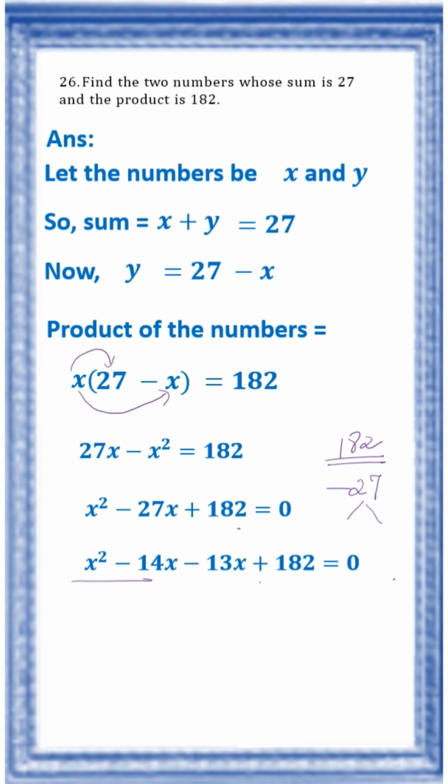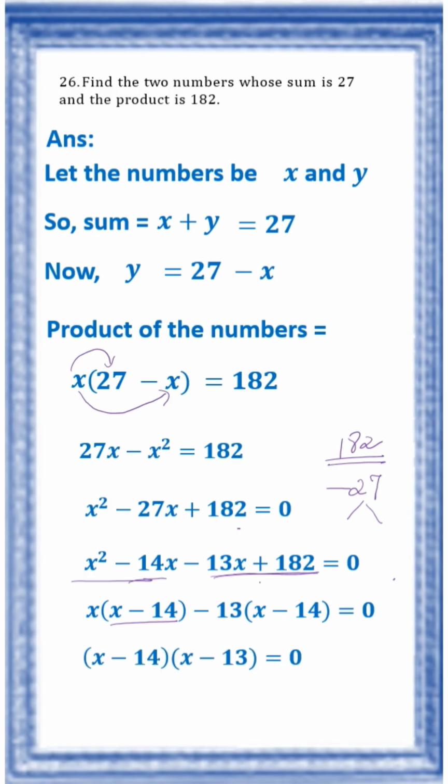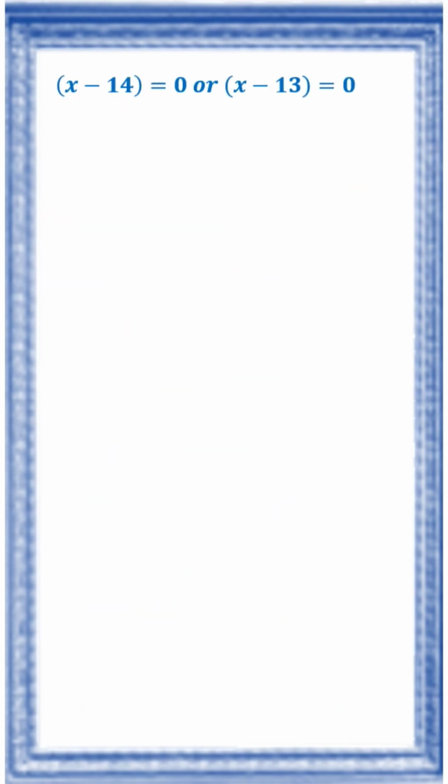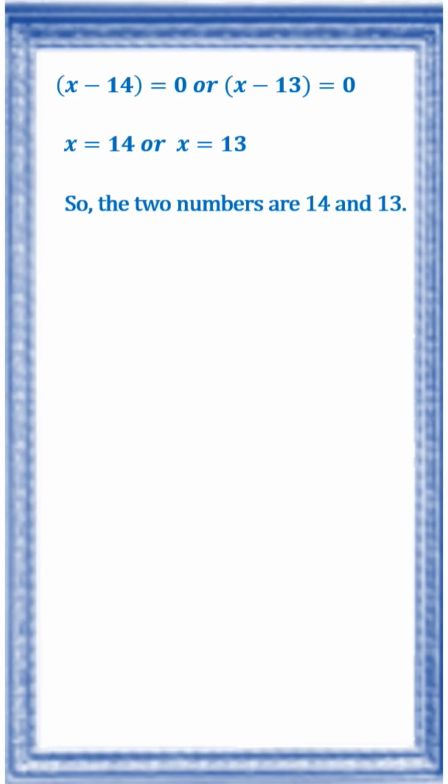So here group the terms. Here x is common. Here negative of 13 is common. So x into x minus 14, minus 13 into x minus 14 is equal to 0. Now once again group. x minus 14 into x minus 13 is equal to 0. So x minus 14 is equal to 0 or x minus 13 is equal to 0. So now x is equal to 14 or x is equal to 13. So the two numbers are 14 and 13.